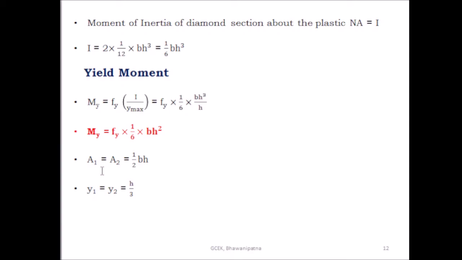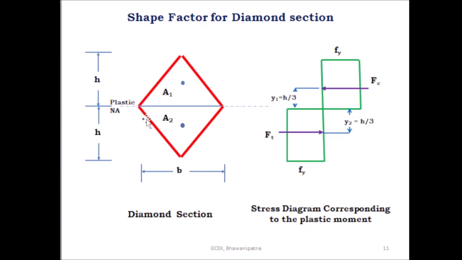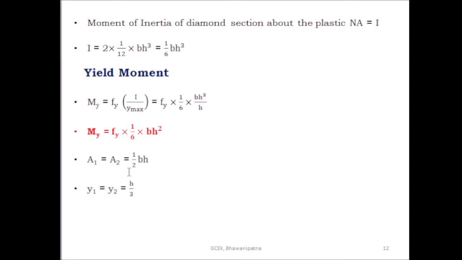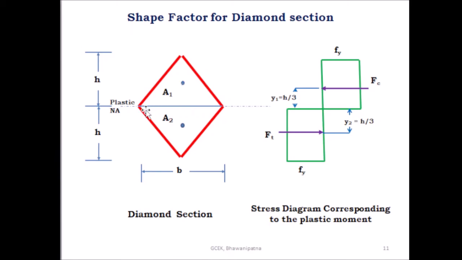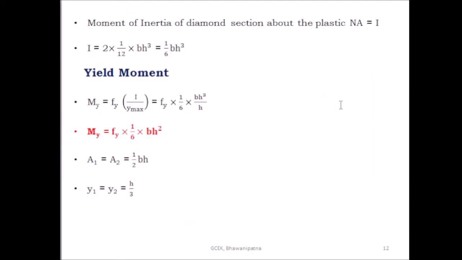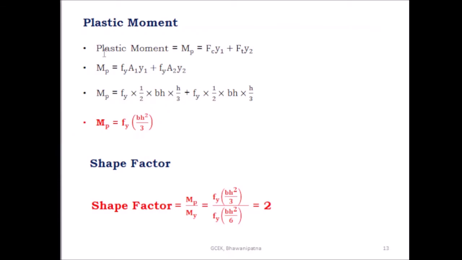But we know the area of the triangle A1 and the area of the triangle A2. The area of triangle A1 is half into base into height, half into b into h. Similarly, A2 is also half into b into h. What is the centroidal distance of this area from the plastic neutral axis, and of this area about the plastic neutral axis? Here this is h by 3 and this is also h by 3. Then you can find the plastic moment.